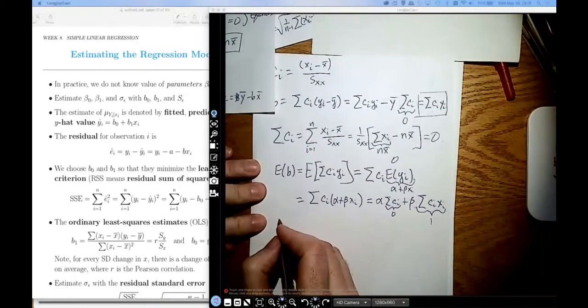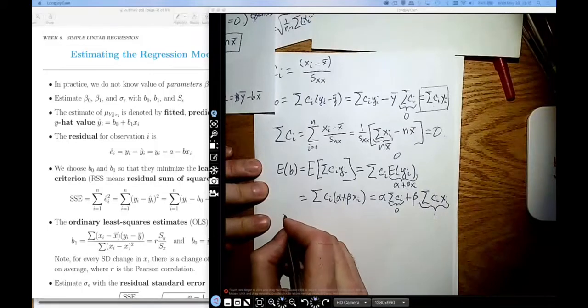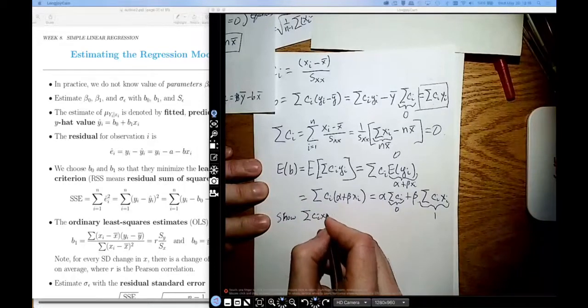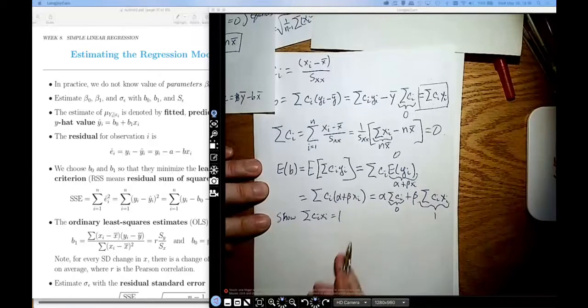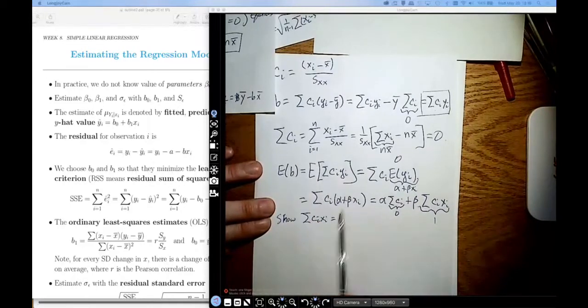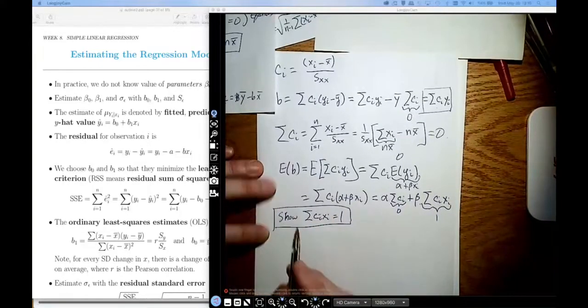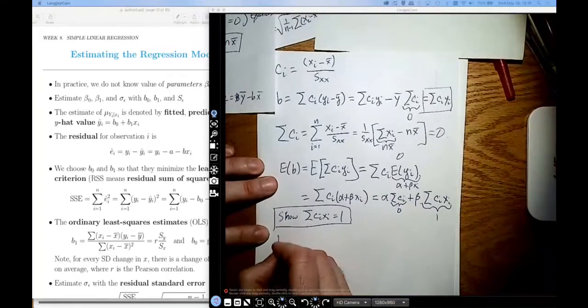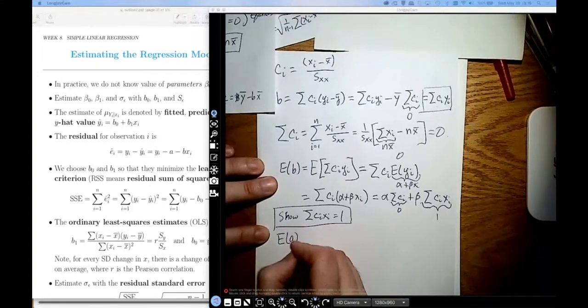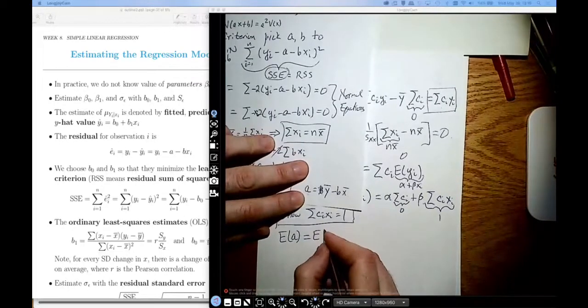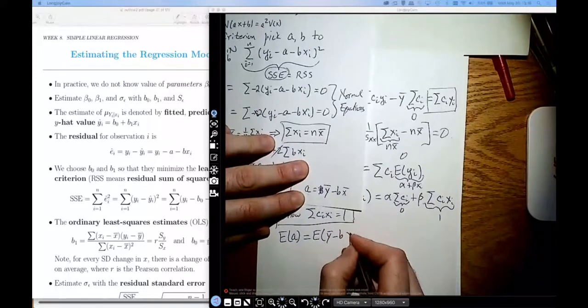So I'm going to make this a homework problem, but let's just say show that the sum of Ci xi is equal to 1. It's very similar. You just drop in the definition and note a few things and you get that result. All right, so we have now shown that B is unbiased. What about A? So what is the expected value of my A estimate? Well, remember what A is. It's Y bar minus B times X bar.